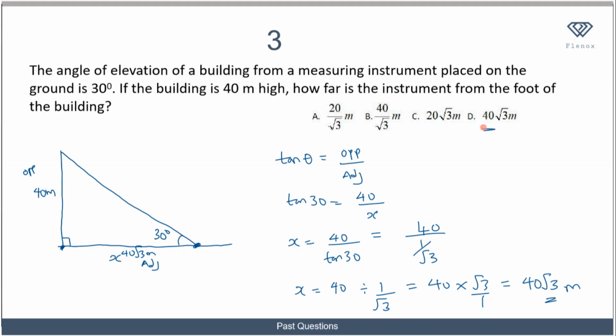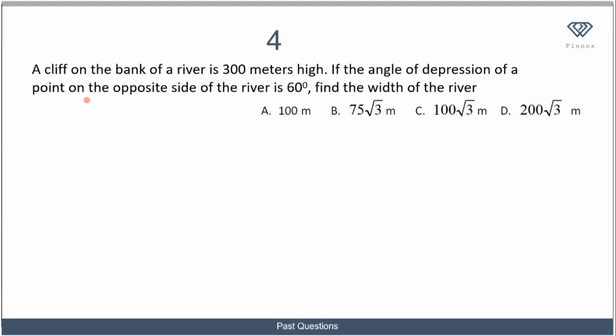Now on to the next question. Here we are told that a cliff on the bank of a river is 300 meters high. So we have a cliff. A cliff is the same thing as a mountain or a rock. So we have a rock. This is a cliff here. And we are told that the height of the cliff is 300 meters.